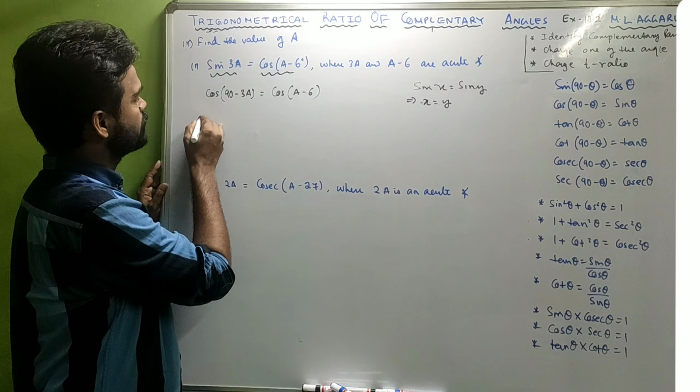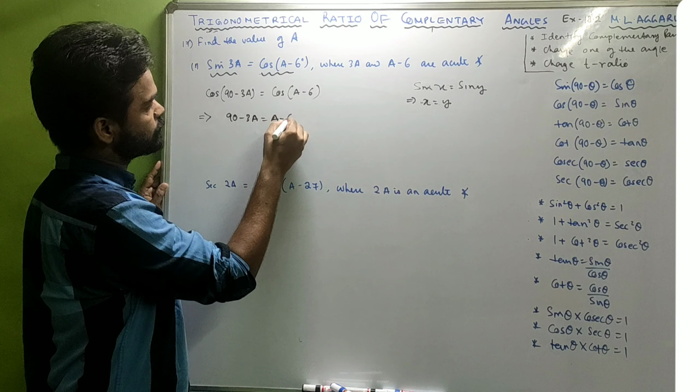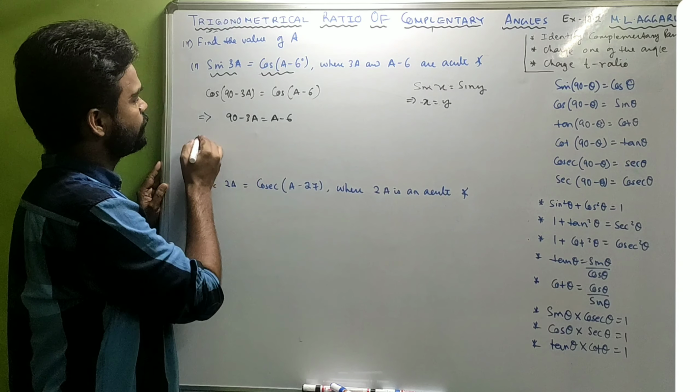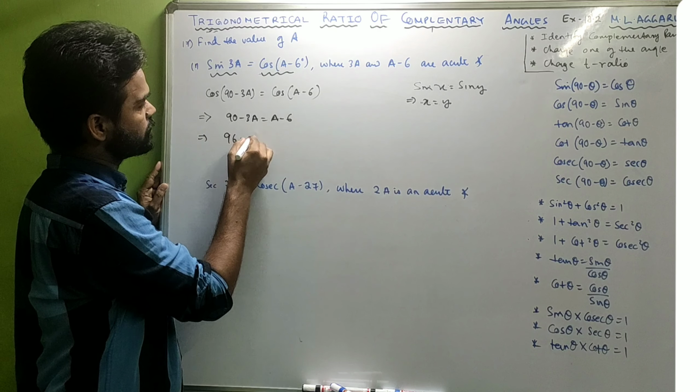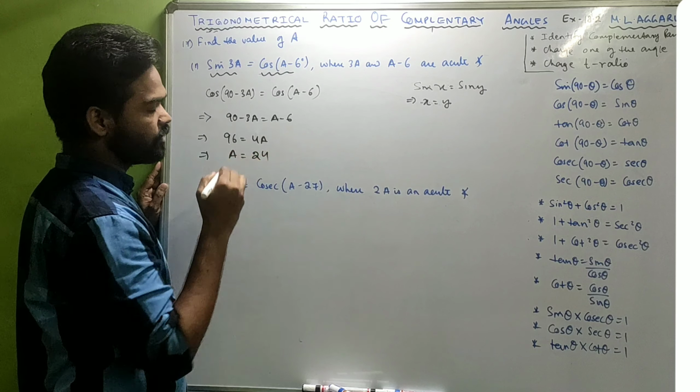Now I'll equate. So I'll get 90 minus 3A equals A minus 6. Don't cancel cos, okay? That is not allowed. So that's 96 equals 4A, or A equals 24. Done.